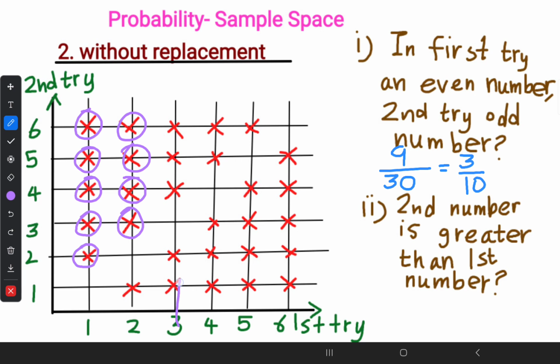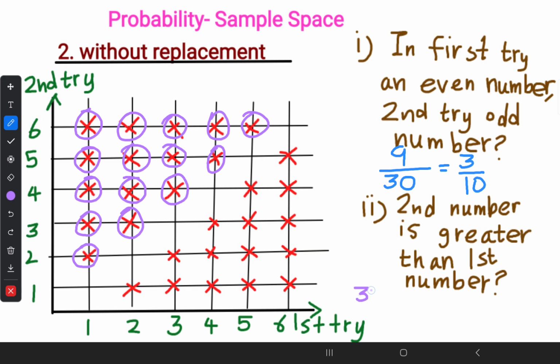First time 3, second time 1. We don't want this. Here also, first time 3, second time 2. That is also less. 4 is greater than 3, 5 is greater than 3, 6 is greater than 3. And next here, up to here, there is no possibility to have the ones. Then here, 5 and 6 are greater than number 4. And here we have this. In this, we do not have any relevant probabilities.